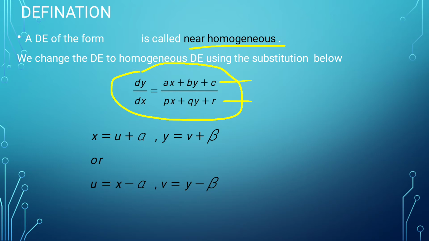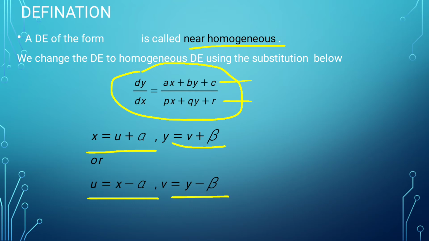So what we normally do is change the DE to homogeneous. Remember, it's near homogeneous, and now we want to transform it to homogeneous. To do that, we normally use these kinds of substitutions: x equals u plus alpha, and y equals v plus beta. If you rearrange, you find that u is the same as x minus alpha and v is the same as y minus beta. We have this substitution to transform the near homogeneous DE to a homogeneous DE.